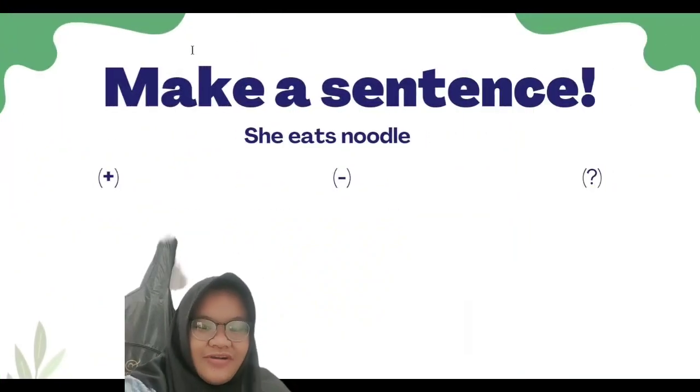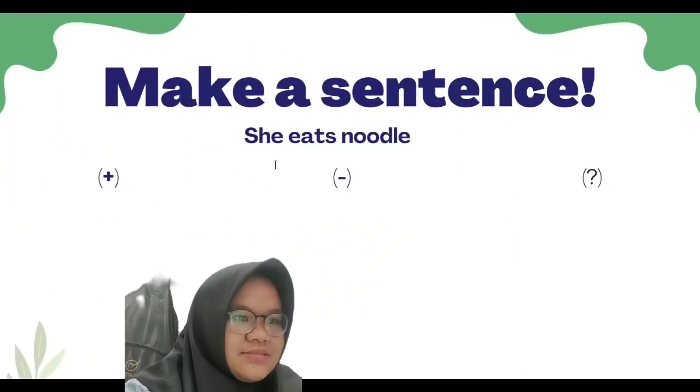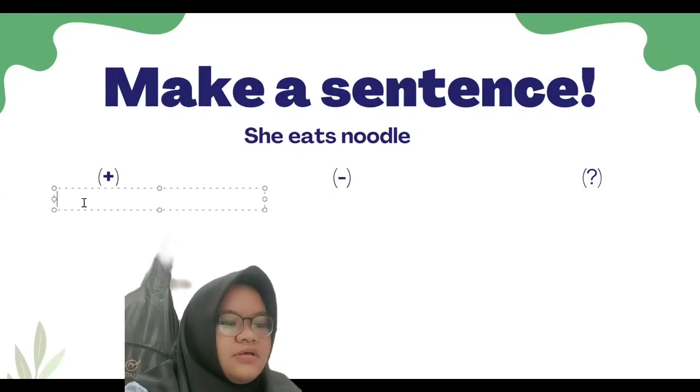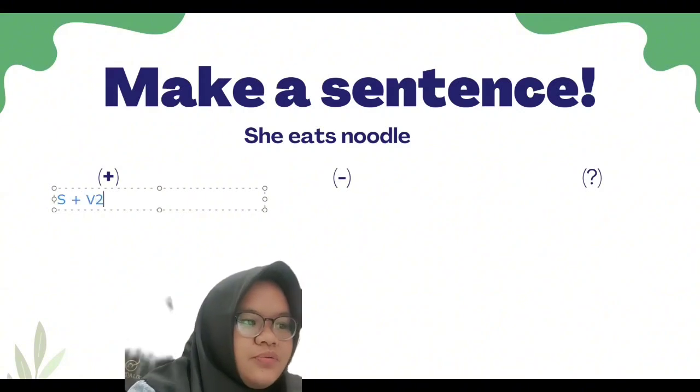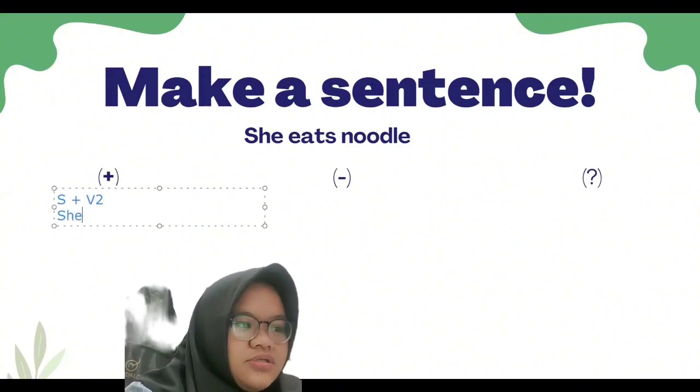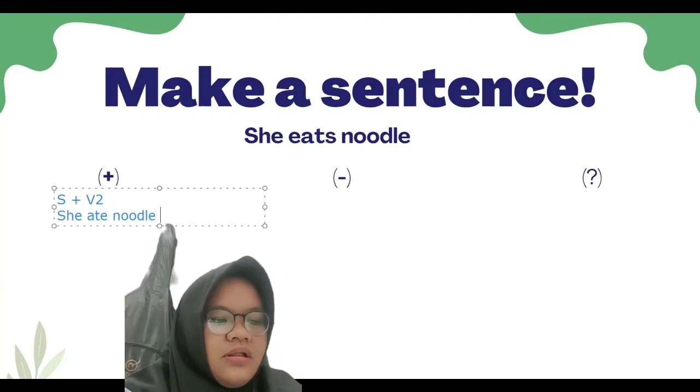Alright, so that we can understand better about simple past tense, let's make a sentence using that. For the sentence she eats noodle, remember the form of the positive sentence is subject plus verb 2. So the subject is she, and then it becomes ate noodle. Because it's a past tense, let's use the time key. Let's use last night. She ate noodle last night.